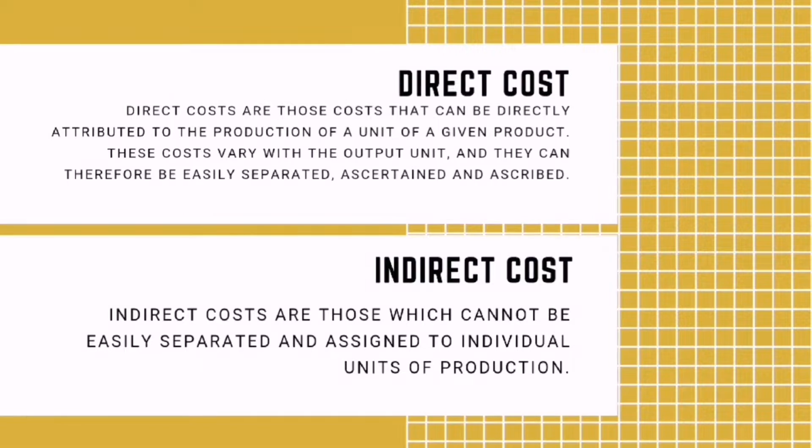Direct and indirect costs. Direct costs are those costs that can be directly attributed to the production of a unit of a given product. These costs vary with the output unit and they can therefore be easily separated, ascertained, and ascribed. Indirect costs are those which cannot be easily separated and assigned to individual units of production.